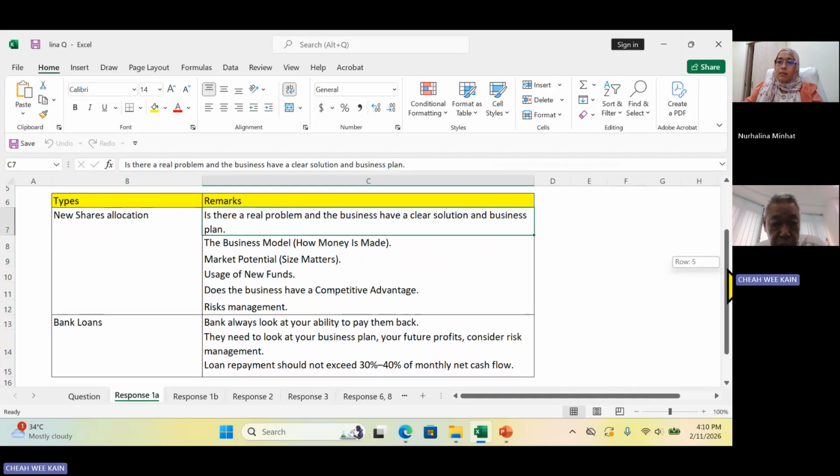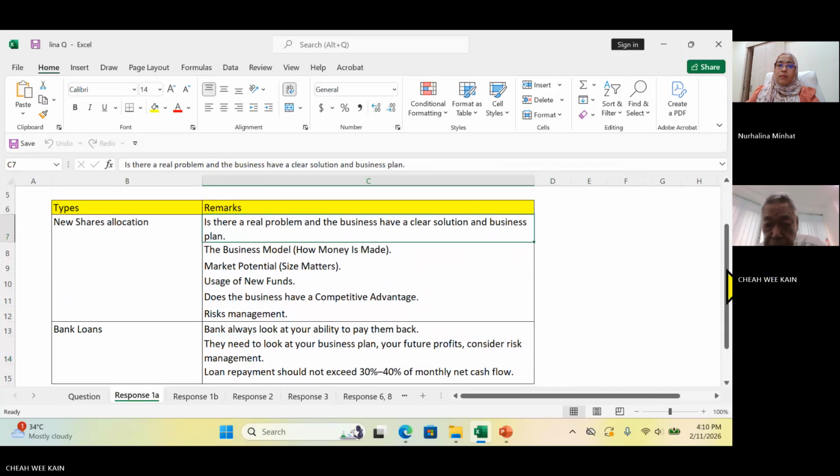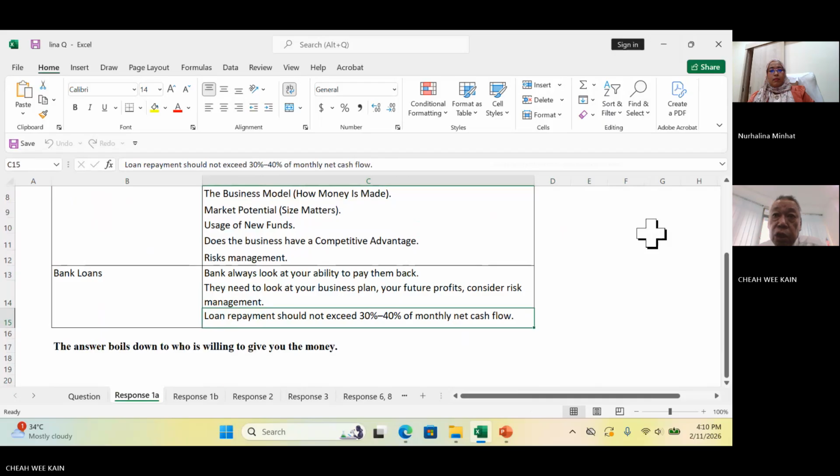Now, if you are going for the bank, they always look at your ability to pay them back. So they need to look at your business plan again, which is the same as the top one: your future profit, then consider the risk. And they also have a rough indicator, which may change from bank to bank. The loan repayment on a monthly basis should not be more than 30 to 40% of your monthly net cash flow. Now, what do you mean by monthly net cash flow?